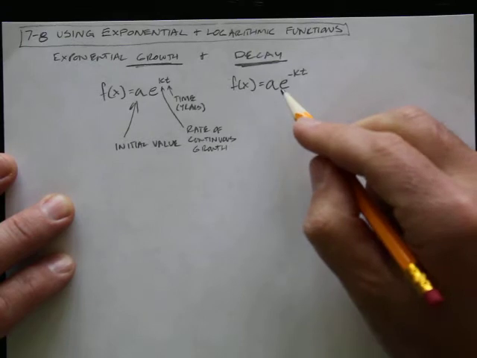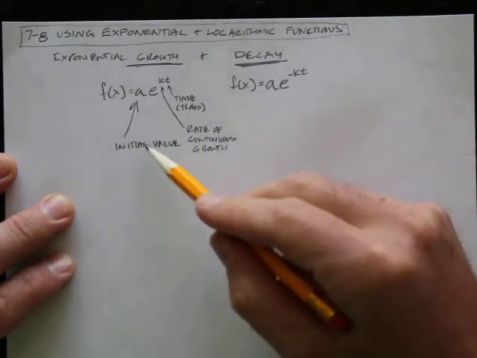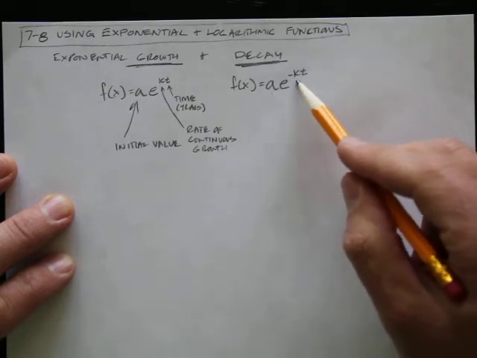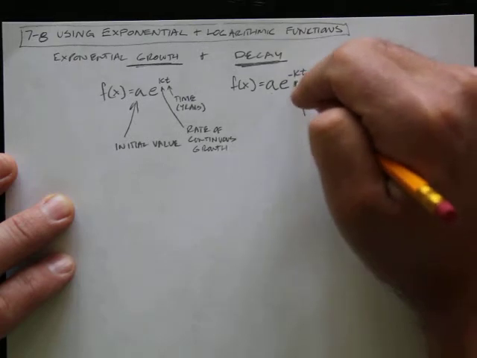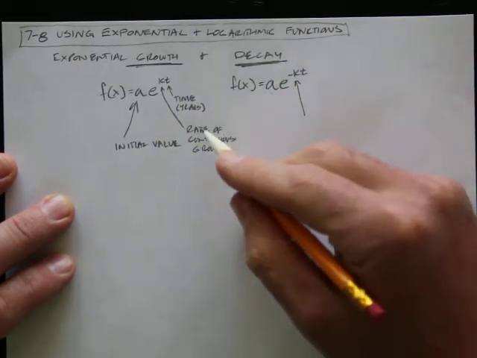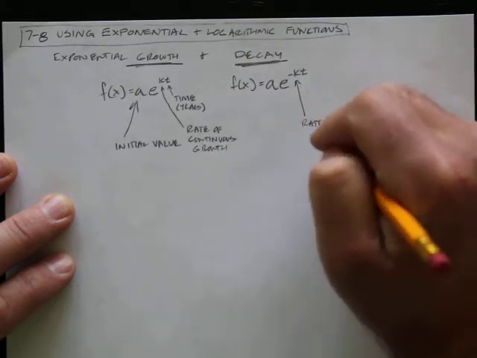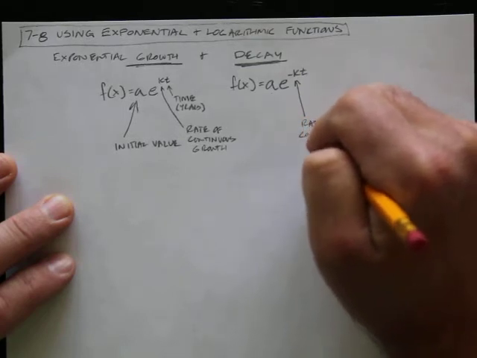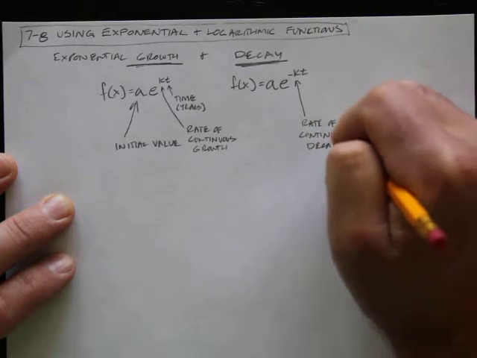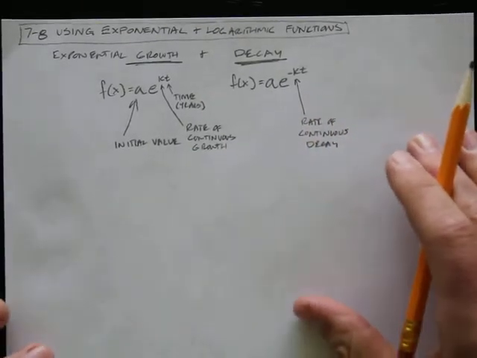All right, let's label this one. The labeling is going to be pretty much the same. Here we've got initial value, we've got time in years, but this k here is different. So we're going to label that one. The rest are the same as growth here. Instead of rate of continuous growth, this is the rate of continuous decay. All right, so there are our formulas. Now let's see how we use these.